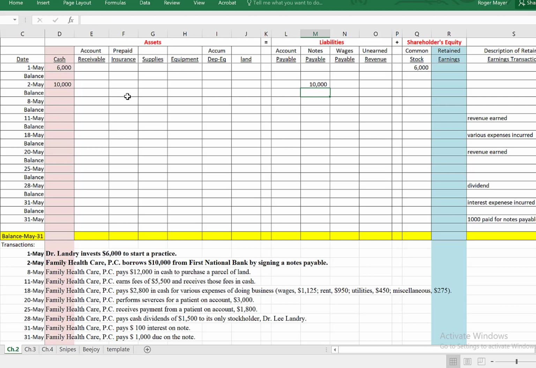So you notice everything stays in balance. We have $16,000 over here. And on this side of the equation, we have $16,000. So everything is in balance.